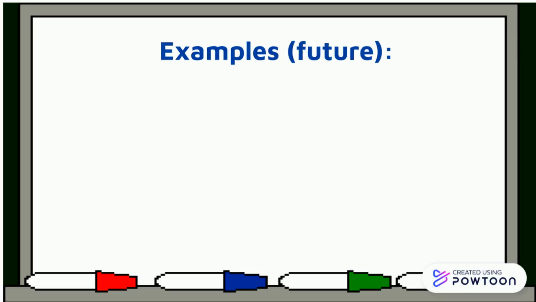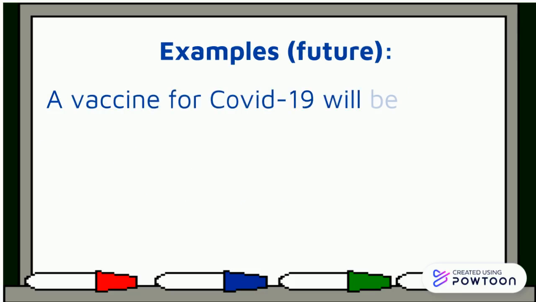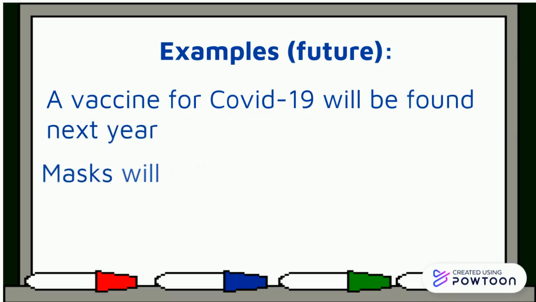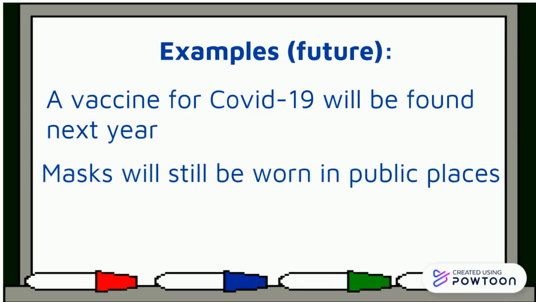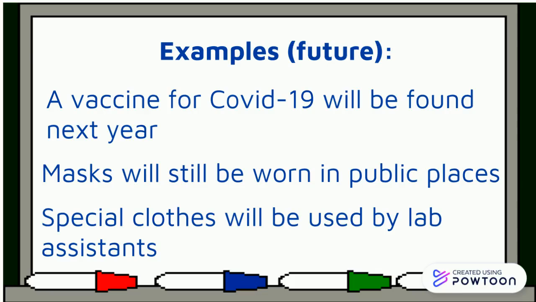Looking into the future, a vaccine for COVID-19 will be found next year. Masks will still be worn in public places, and special clothes will be used by lab assistants.